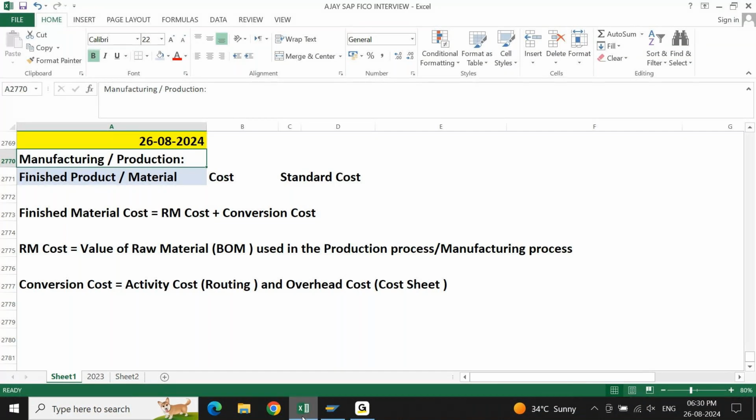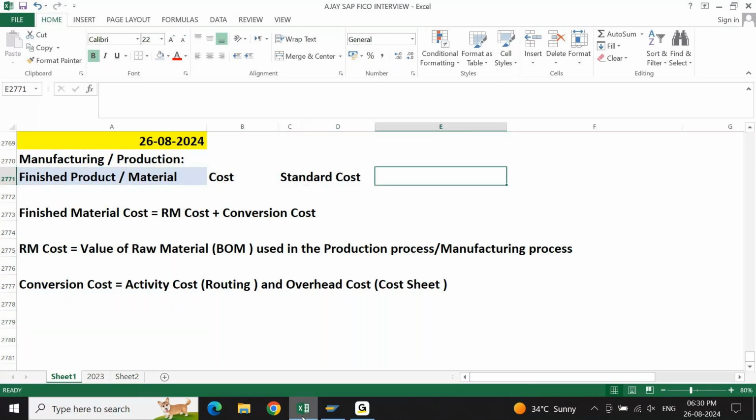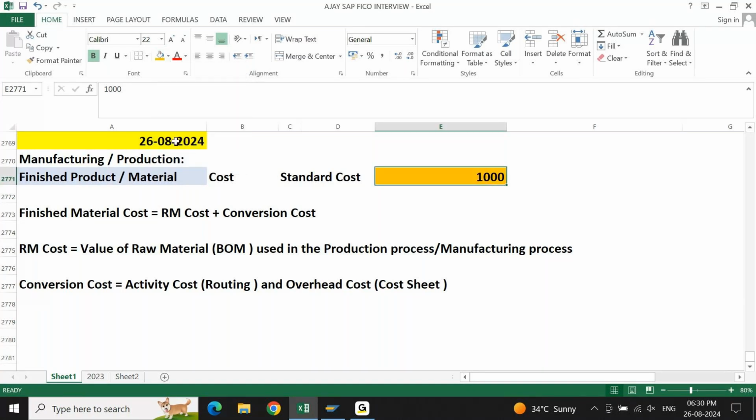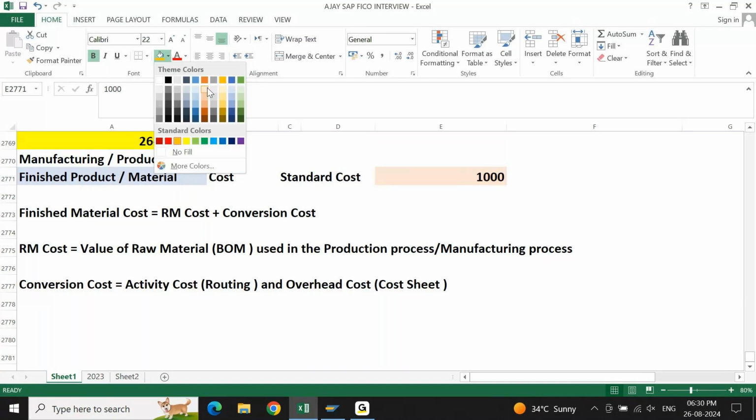Fixed cost, variable cost. Okay, that is the types of cost. For example, if I say my material standard cost is 1000 rupees, how do I know how this is becoming 1000? When you say this is 1000 rupees, you are going to ask for the breakup.